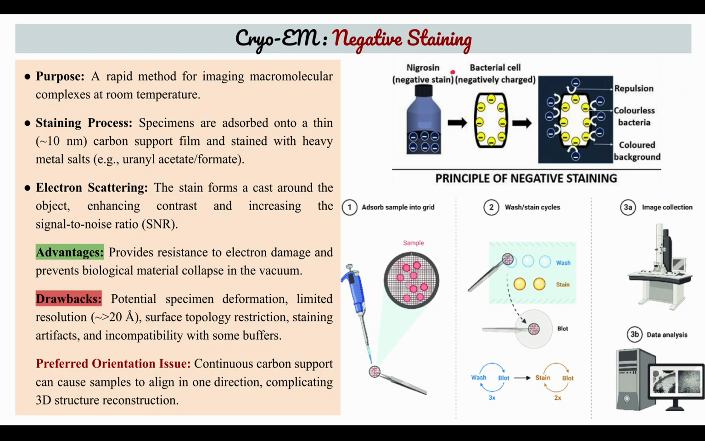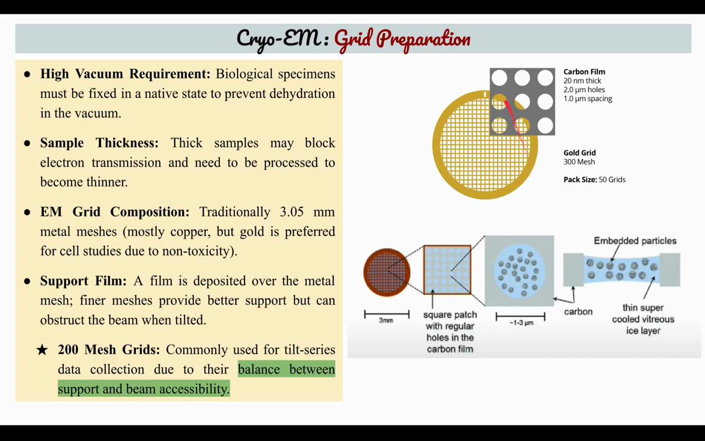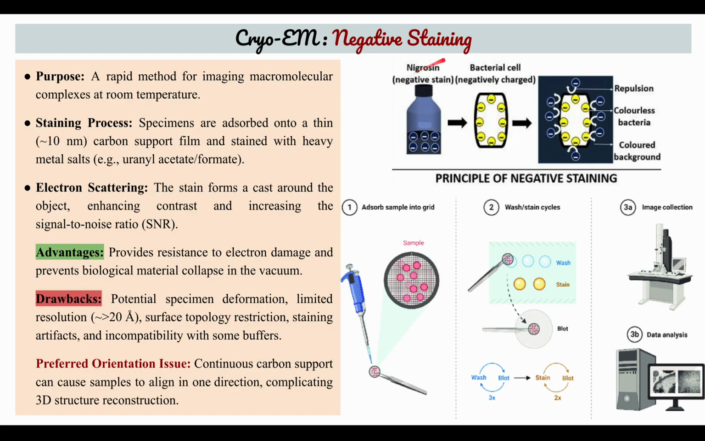Now comes negative staining, because when we put a sample onto this grid, we want it to be in a near native state so that we can prevent dehydration. For that reason we can go for either negative staining or vitrification. Negative staining is called negative because we are using acidic conditions in which the stain is acidic in nature and negatively charged. The purpose of negative staining is that it is a rapid method for imaging macromolecular complexes at room temperature.